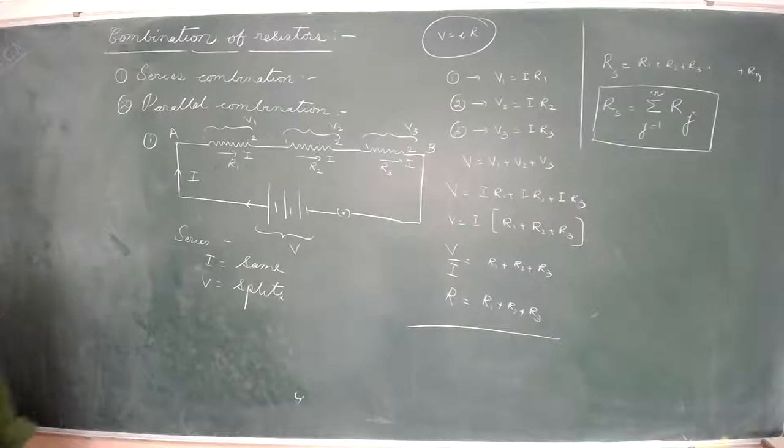Now, working out the problems is important. Before that, let me finish the parallel combination, and then we will go for problems. In those problems, across a particular resistor, you may have to find out the current or the potential. How to find out those things, we will discuss now.